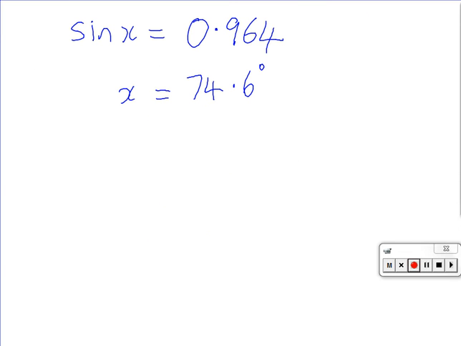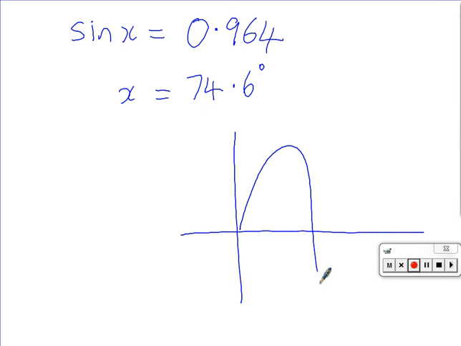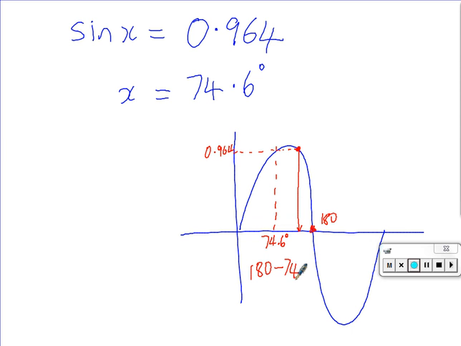Well, we'll go back to GCSE, although some people won't have seen this. If we look at the sine graph, we find that it's a nice shape like this. This point here is 180. So this here is 0.964, and we're going to do this in detail in later chapters. And this is our 74.6 degree angle that we found. However, we also notice that the graph is equal to 0.964 at this point here. And the way we work that out is we do 180 take away 74.6.